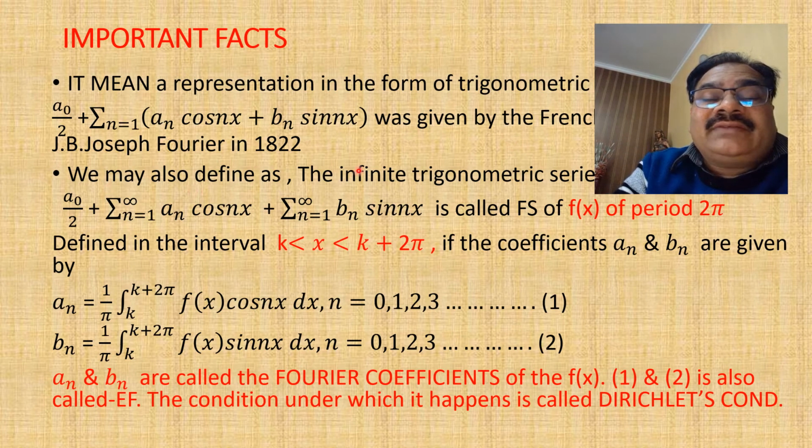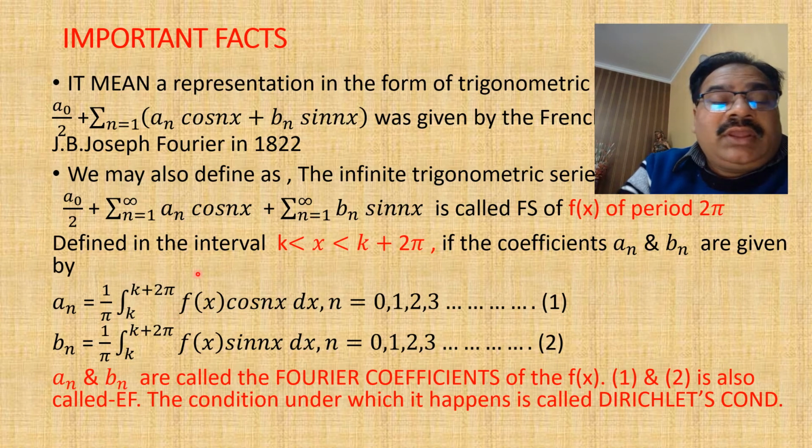We may also define it as the infinite trigonometric series a naught by 2 plus summation over n equal to 1 to infinity a n cosine nx plus summation over b n sin nx is called Fourier series of f(x) of period 2 pi, defined in the interval x lying between k to k plus 2 pi, if the coefficients a n and b n are given by a n is equal to 1 by pi integral k to k plus 2 pi f(x) cosine nx dx, where n varies from 0, 1, 2, 3, and b n is 1 by pi integral k to k plus 2 pi f(x) sin nx dx. And a n and b n are called the Fourier coefficients of f(x), also called Euler's functions.